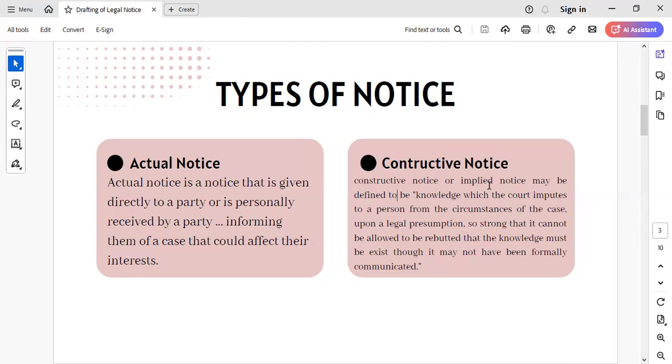It has to be understood. Implied notice may be defined as the knowledge which the court imputes to a person from the circumstances of the case.